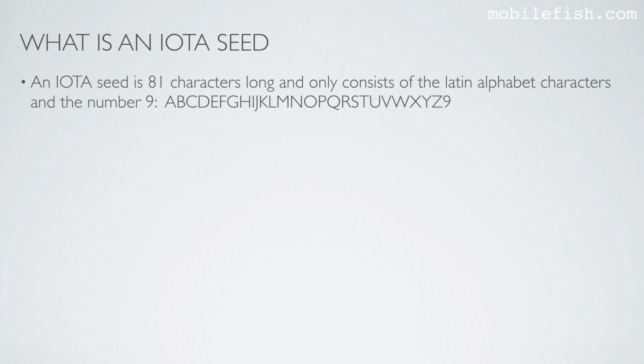The main goal of these video tutorials is to give the viewer some basic understanding of how certain things work. An IOTA seed is 81 characters long and only consists of the Latin alphabet characters and the number 9, as you can see over here. The characters A to Z are all uppercase.